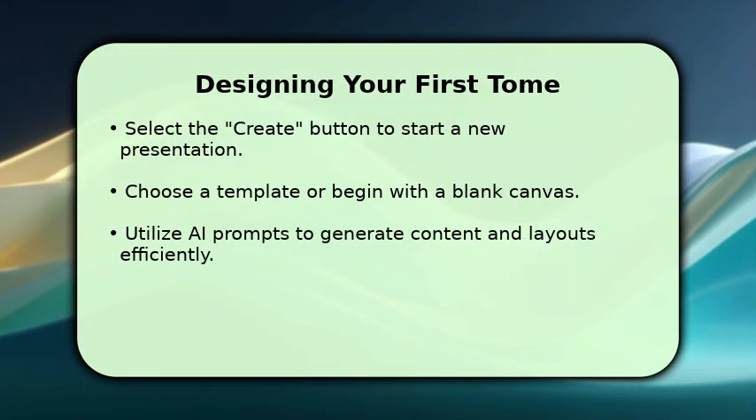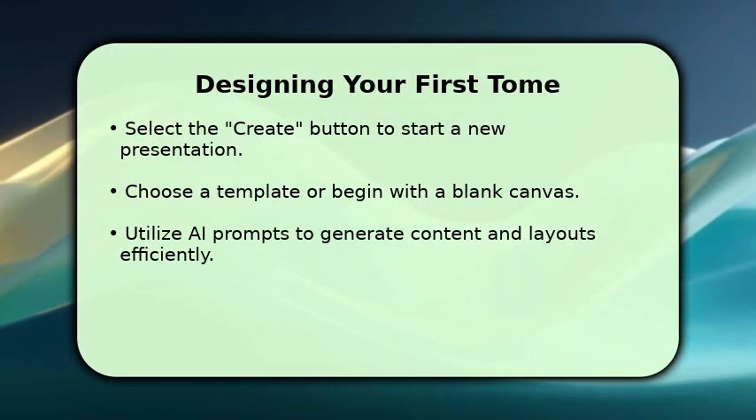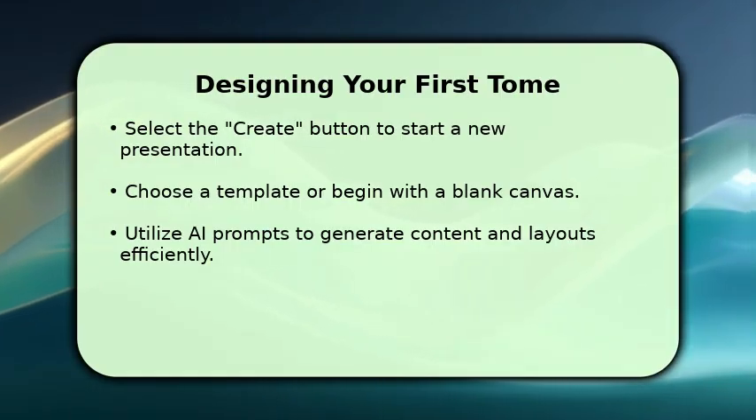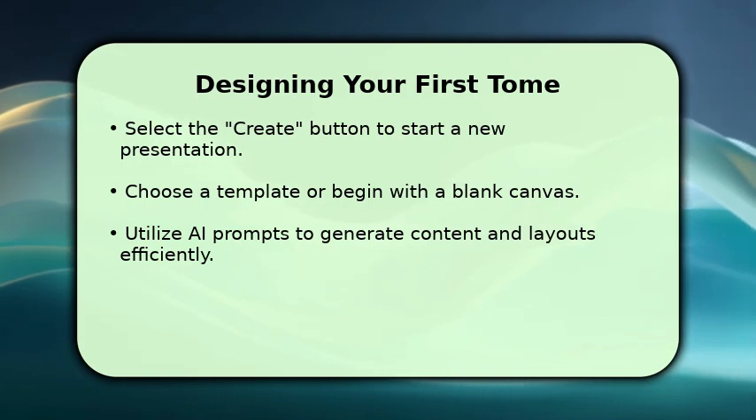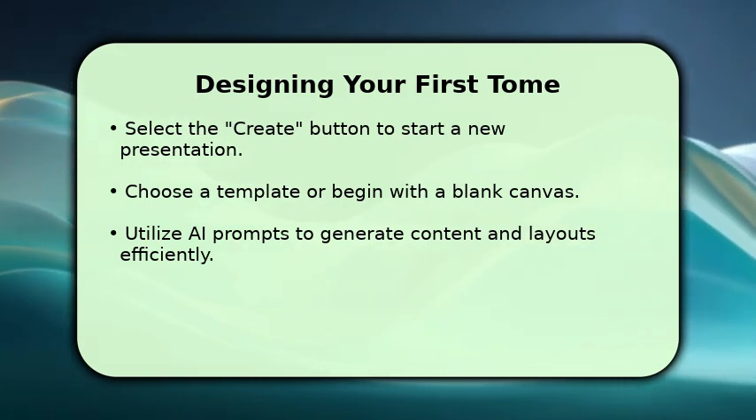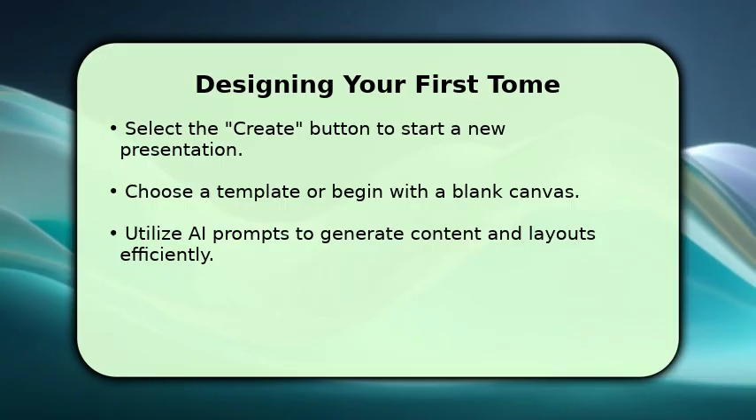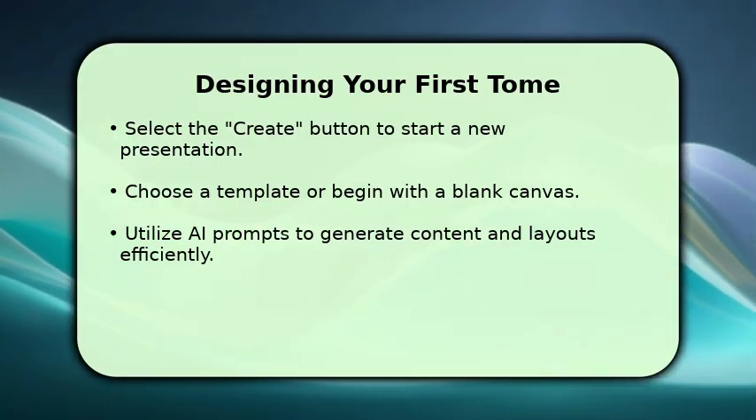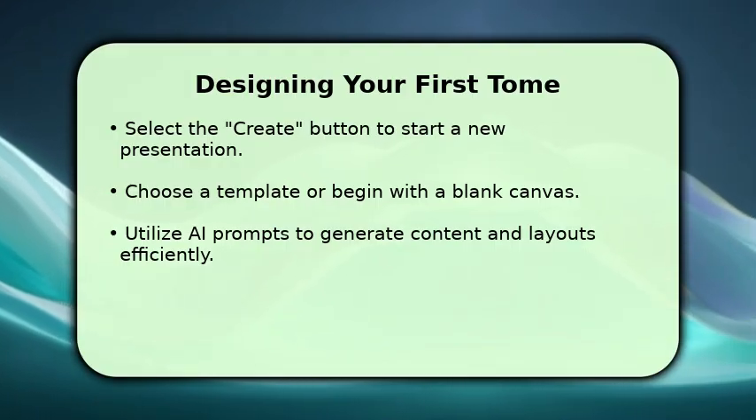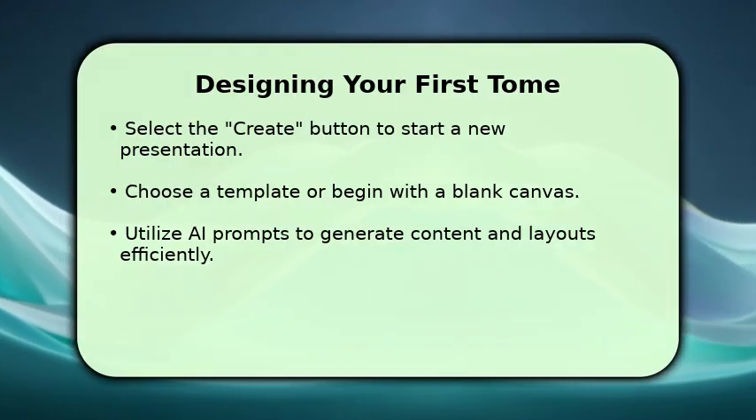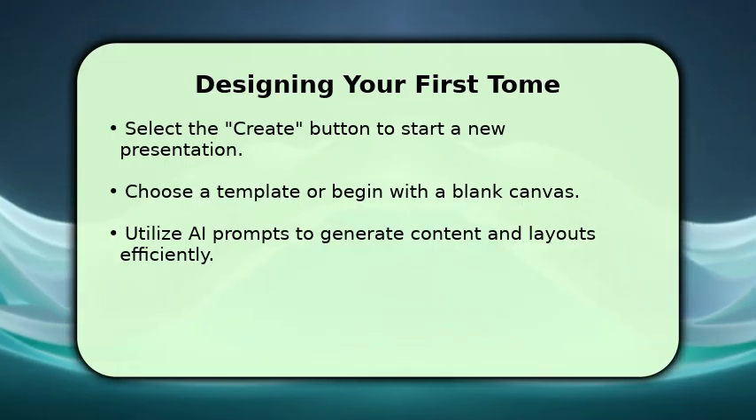Now that you're logged in, it's time to create your first tome. Look for the prominent Create button, usually located in the top right corner of your screen. You can then choose from a variety of pre-designed templates or opt for a blank canvas to start fresh. Leverage the AI prompts by typing in your topic. The system will generate initial content and layout suggestions in just a few seconds.